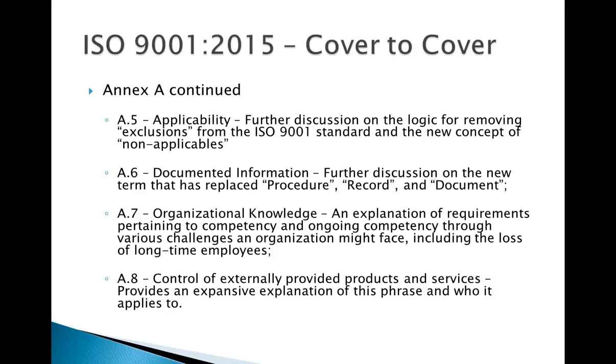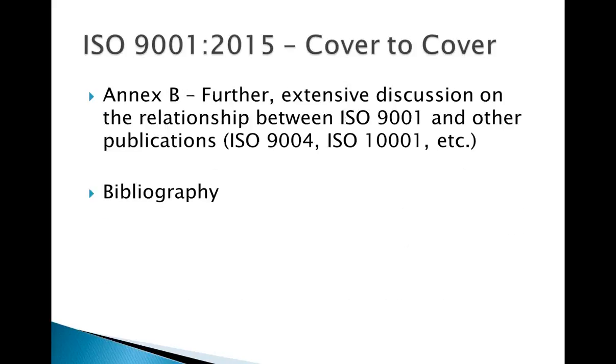And then finally, A8, control of externally provided products and services. Again, we looked at this one earlier as well, and it has both an explanation of the phrase and some suggestions on who it applies to. Annex B is an extensive discussion on the relationship between ISO 9001 and several other publications, including 9004, 10001, and so forth. And then finally, the standard concludes with a bibliography.